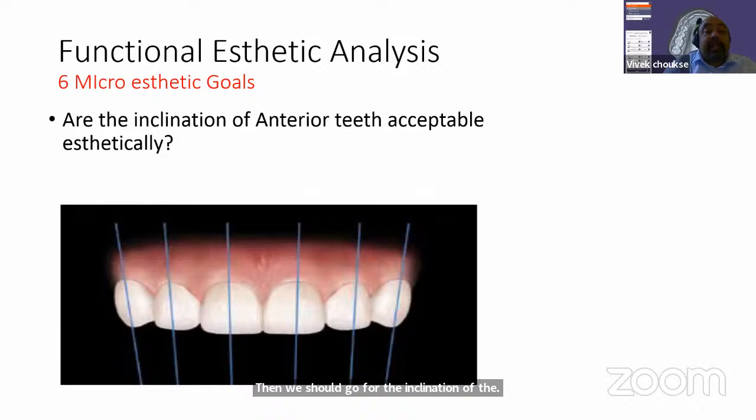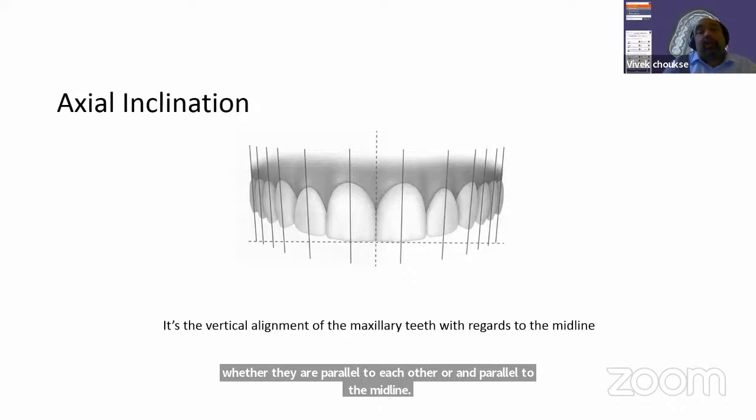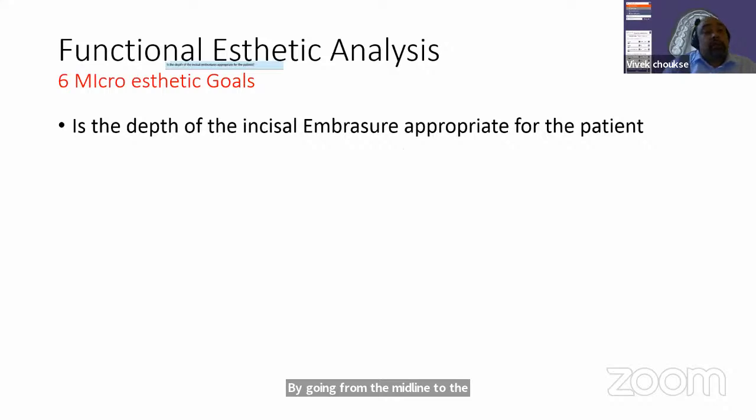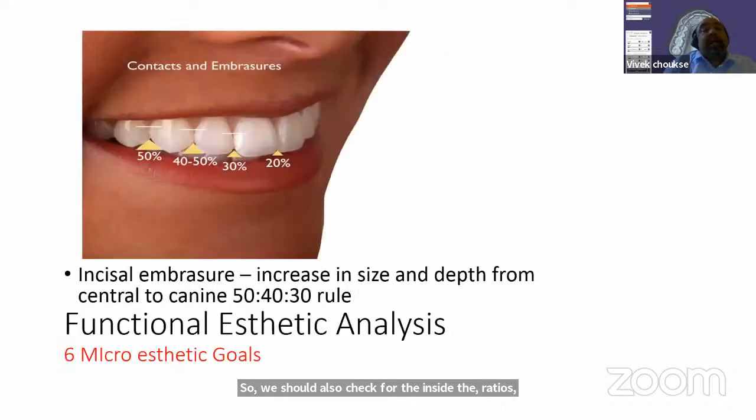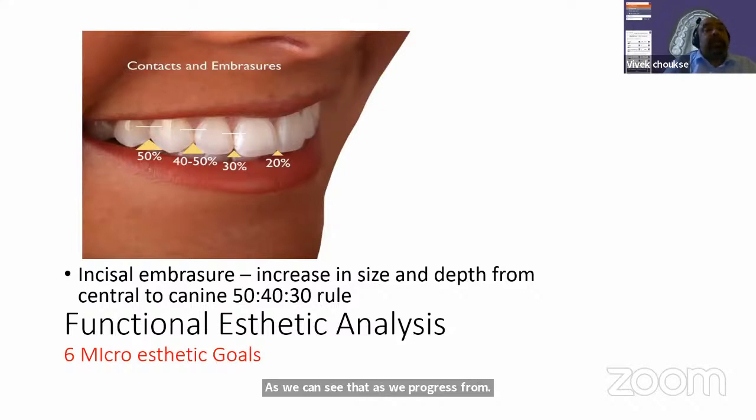Then we should go for the inclination of the anterior teeth, whether it is acceptable or not, and we should see whether they are parallel to each other and parallel to the midline while going from the midline to the posterior teeth. We should also check the incisal embrasures, whether the depth of the incisal embrasure is appropriate for the patient. As we progress from the central incisors to the posterior teeth, the width and the depth of the embrasures increases from 20% to 30% to 50% as we go towards the premolars.